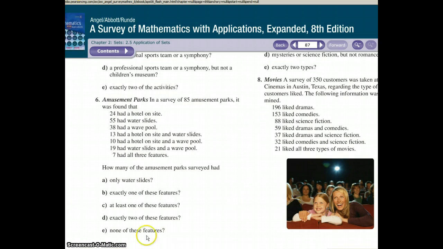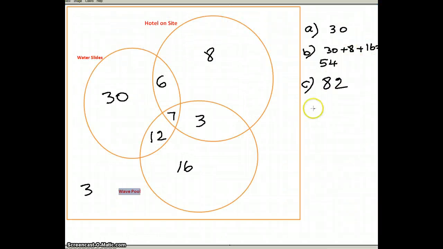Let's go to part D, exactly 2 of these features. As you know, this option here has exactly 2. It's a water slide and wave pool. This option here, exactly 2, has the wave pool and the hotel on site. And this option here is also hotel on site and water slide. So let's add 6 plus 12 plus 3, and 6 plus 12 plus 3 is 21. So part D should be 21.